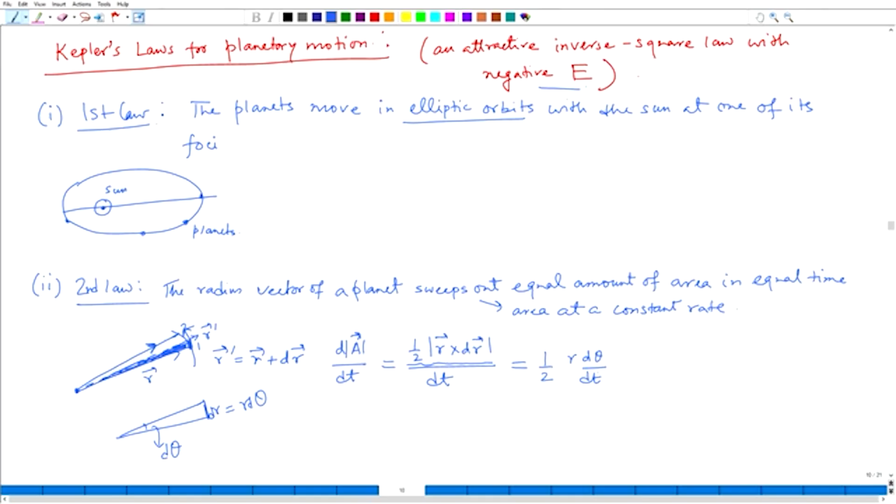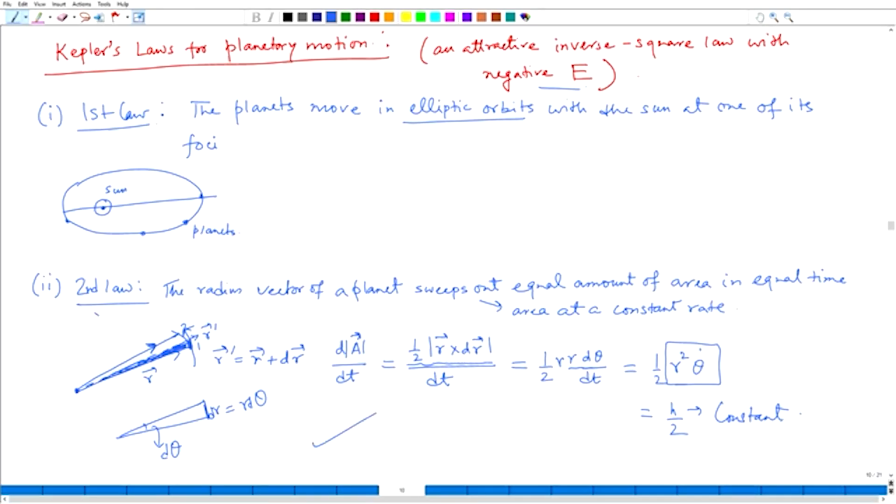Okay. And this r d theta is just the dr part, and there will be another r multiplied. So it will be simply like this, and you will have half r square theta dot, and what is this? This is nothing but h by 2, which is a constant of motion in any central force. That is why it is completely understandable why the second law of Kepler must be true.